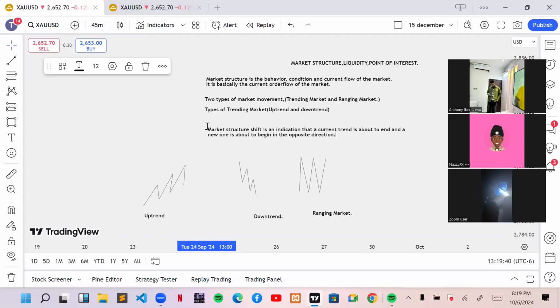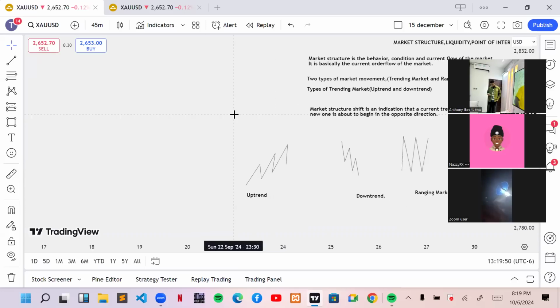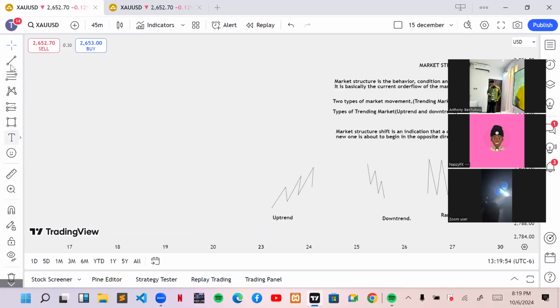That is what market structure shift is. It's an indication that a current trend is about to end and a new one is about to begin in the opposite direction. Now, what do I mean by this? Market structure shift works majorly for trending markets. So let me give you an indication of a market structure shift.